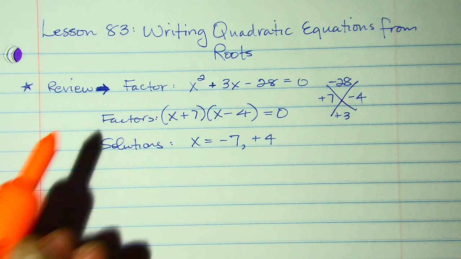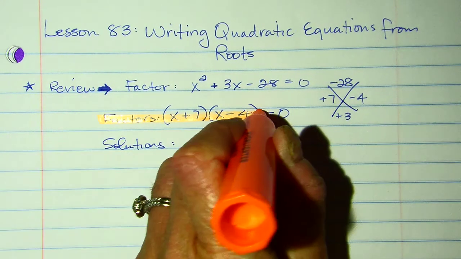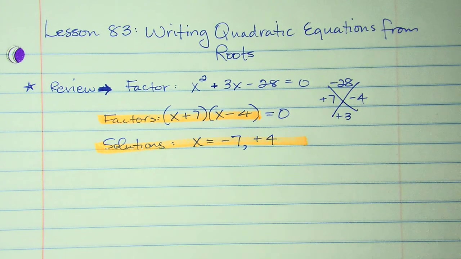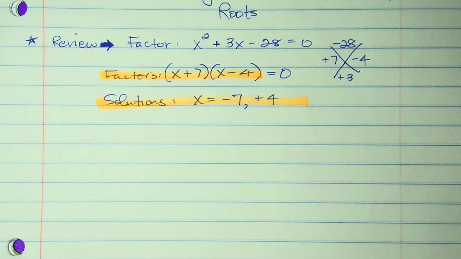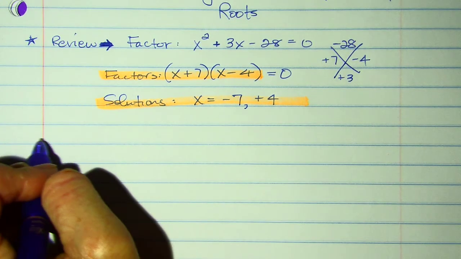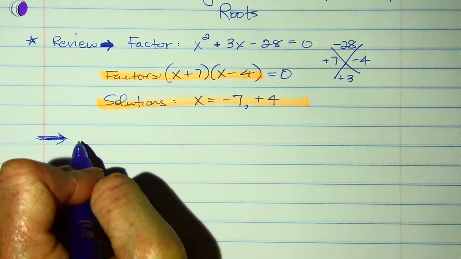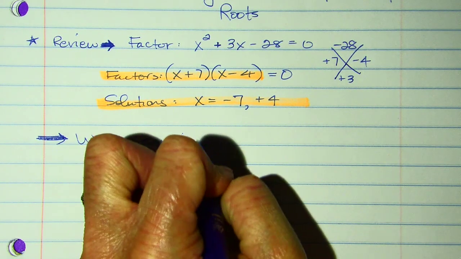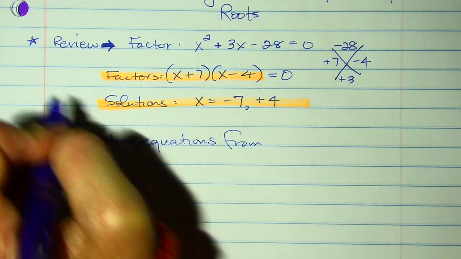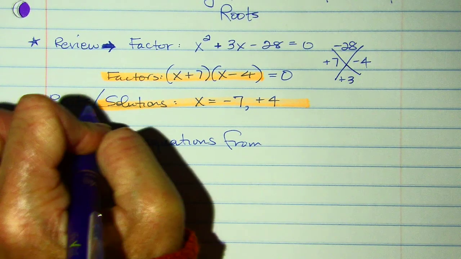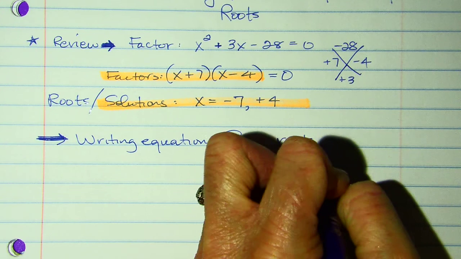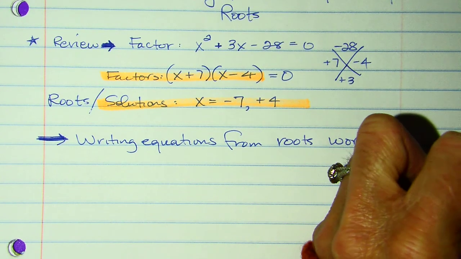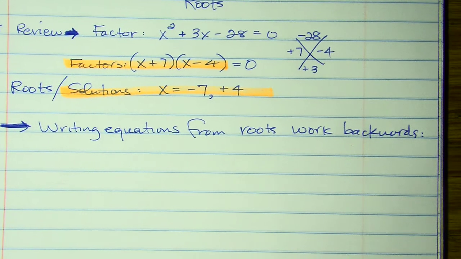So I want you to notice the difference. These are my factors. These are my solutions. And to go from factors to standard form, I would just distribute. So today, writing equations from roots or solutions is just backwards of factoring, it works backwards. I'm going to do an example and then we'll jump into your lesson practice.